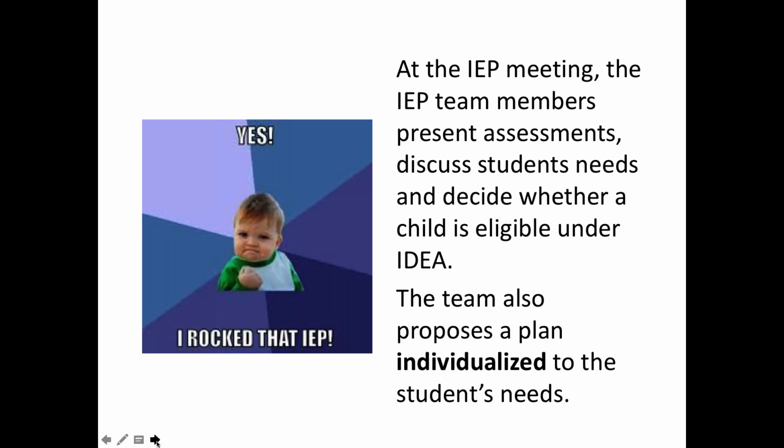So at this IEP meeting, the IEP team members discuss the student's needs. They review the assessments. They determine first whether the child is eligible under IDEA. They determine that at the initial IEP, and they determine that every 3 years at the triennial, right? The other thing the team proposes is a plan that is individual to the student or child's needs, which means that we have to establish what all the needs are, talk about goals that are appropriate to meet those needs, and then talk about the services and supports that are going to help us get to those goals.